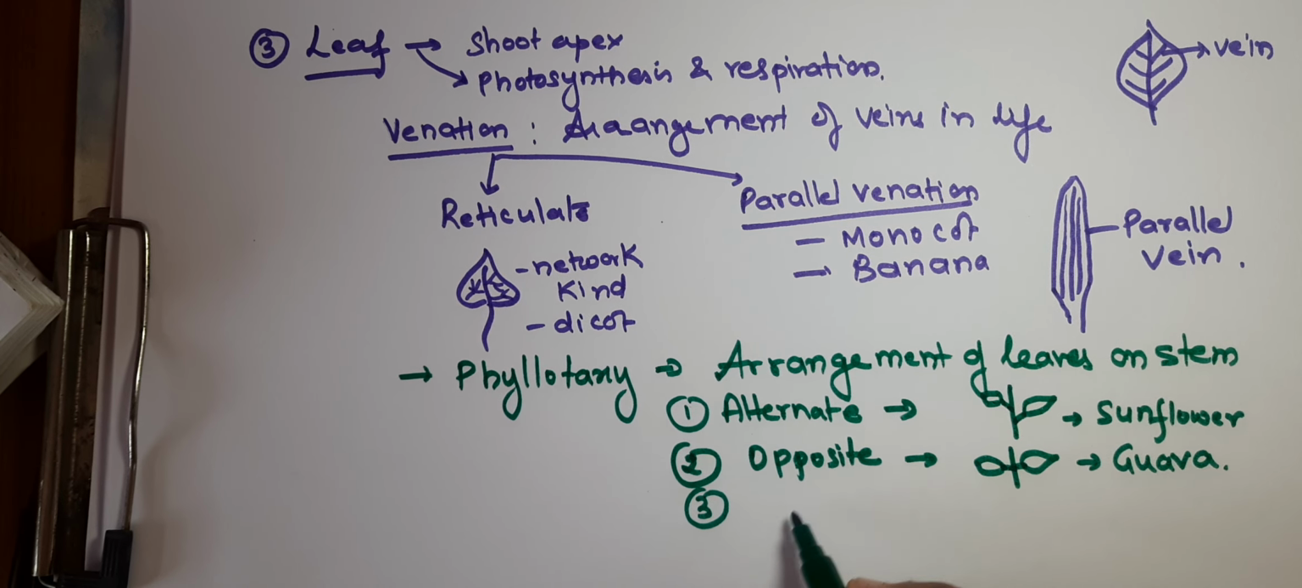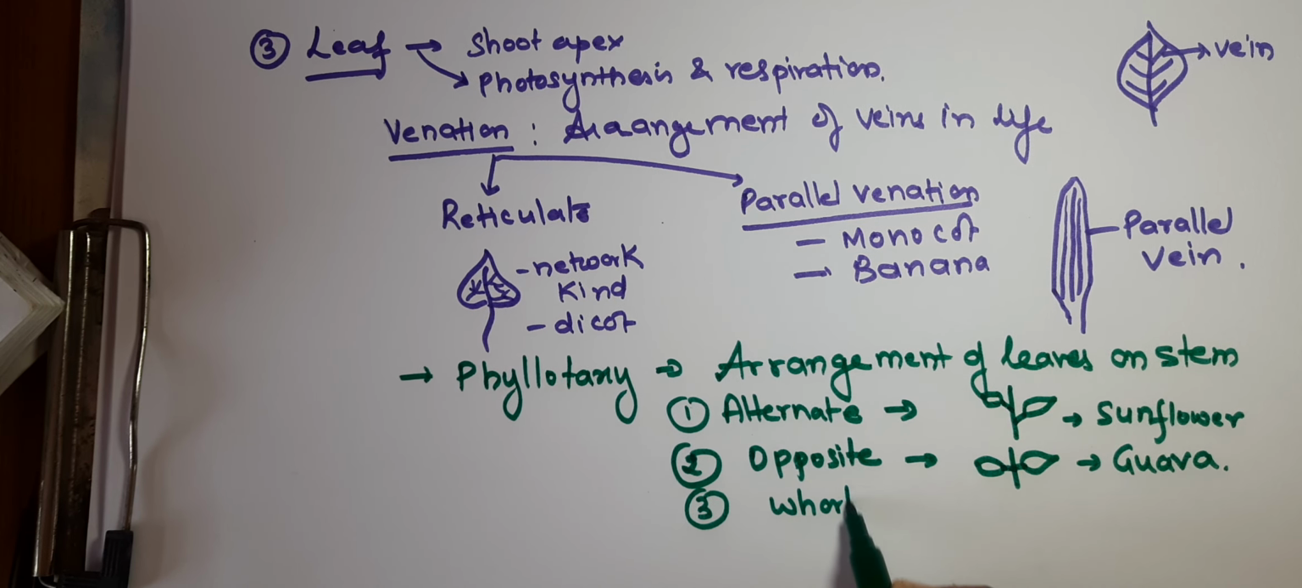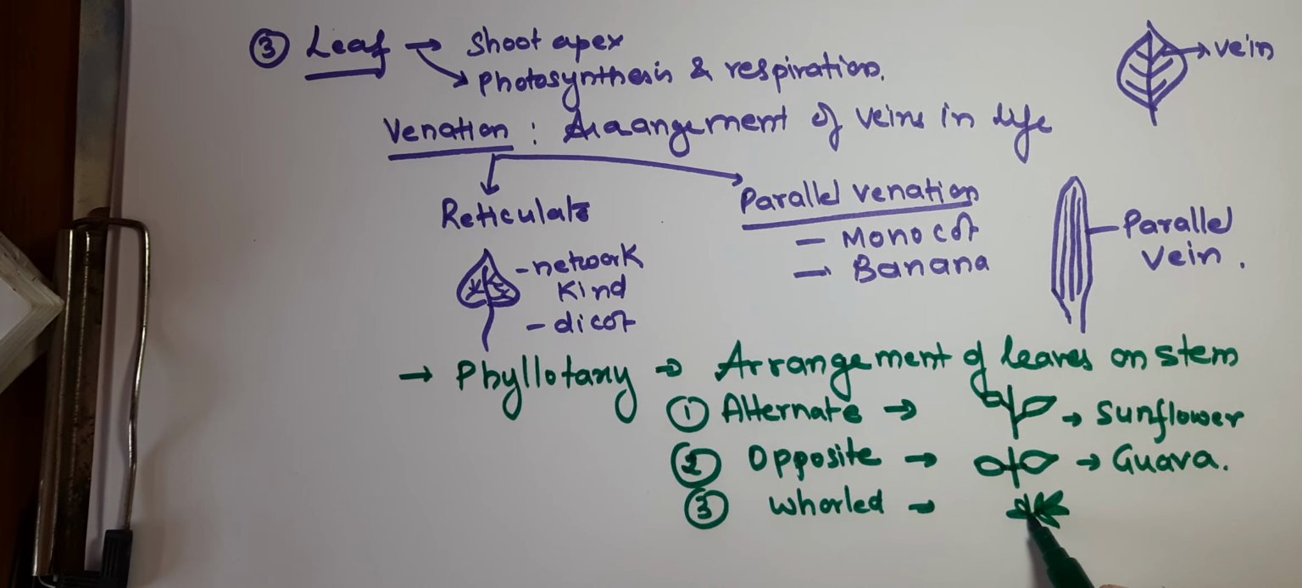And the third kind of arrangement is the whorled arrangement. Whorled means they are in a bunch, so from a single node there are many leaves. This is a whorl kind of arrangement, and this is observed in the case of Alstonia.